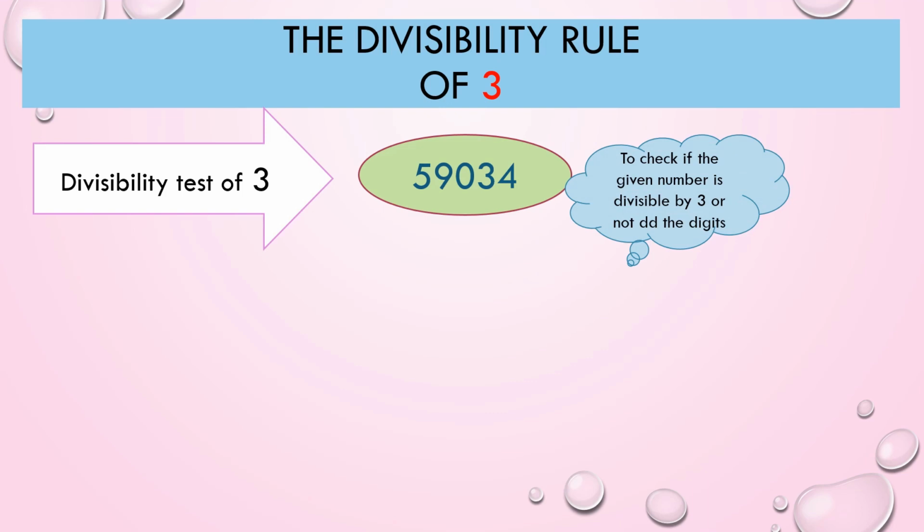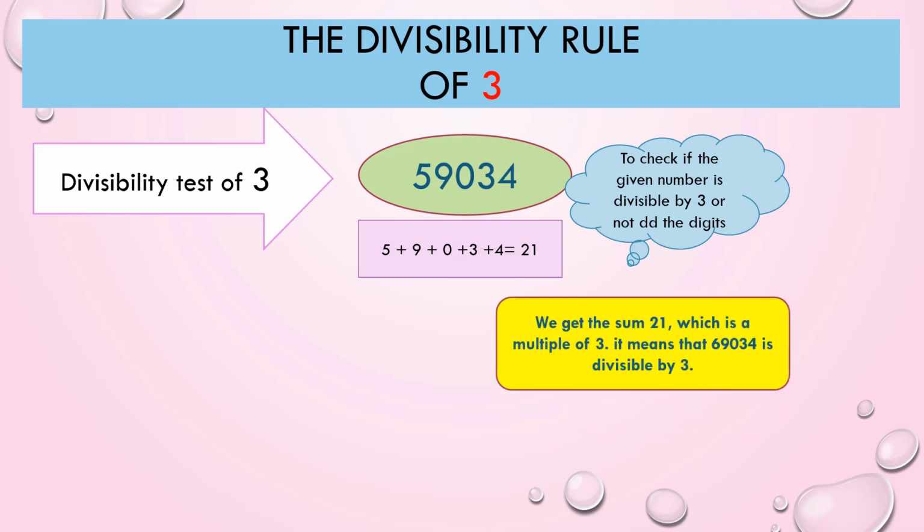First you need to do, to check if the given number is divisible by 3 or not, you need to add the digits. So let's add them. 5 plus 9 plus 0 plus 3 plus 4 makes 21. सम क्या आया जब हमने सारे digits को ऐड किया? 21. We get the sum 21 which is a multiple of 3. 21 3 के टेबल में आता है ना? It means that this whole number 59,034 is divisible by 3.